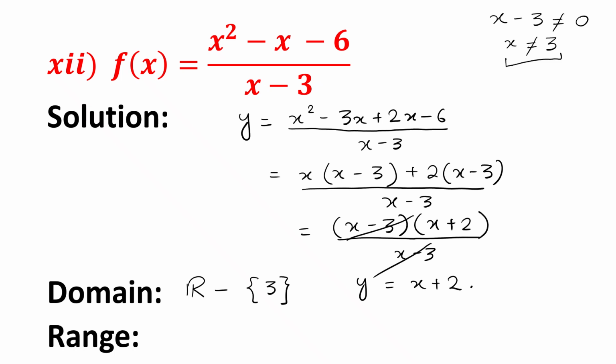As this 3 is not included in the domain, by putting this value of x, that is 3, in this, we get y equals 5. As this 3 is not included, it means that this 5 is also not included in the range. So the range will be all real numbers excluding this 5.